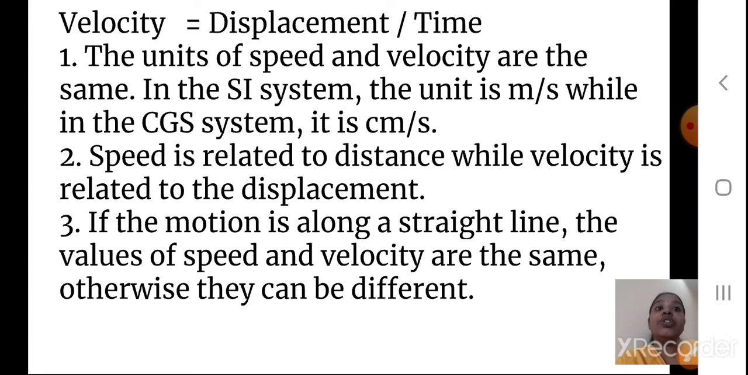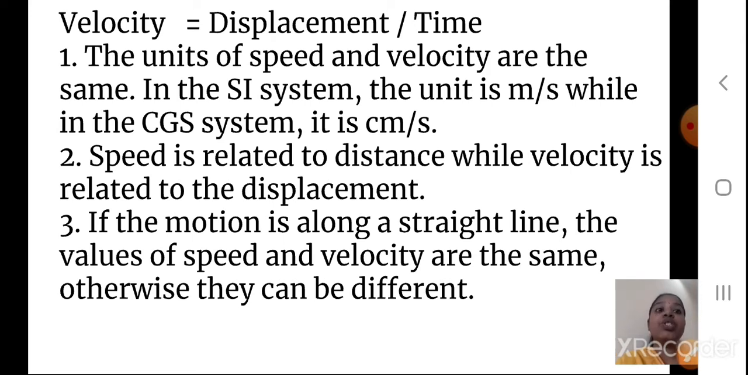Okay. So the units of speed and velocity are the same. You will remember, students, in the SI system, the unit is meter per second, both for speed and velocity. While in the CGS system, it is centimeter per second. Speed is related to distance, while velocity is related to displacement.